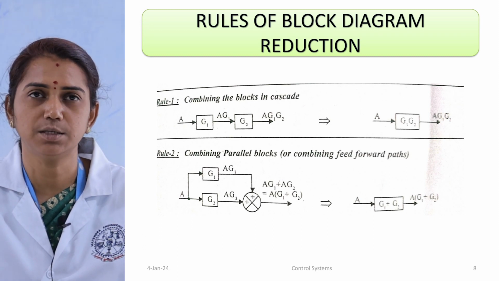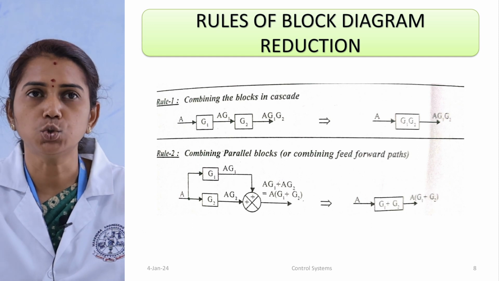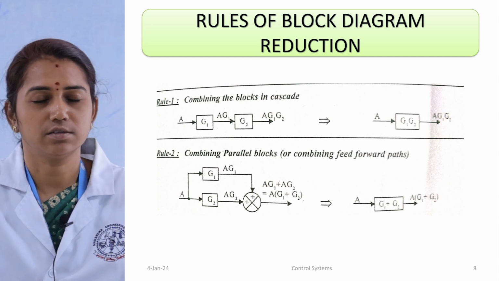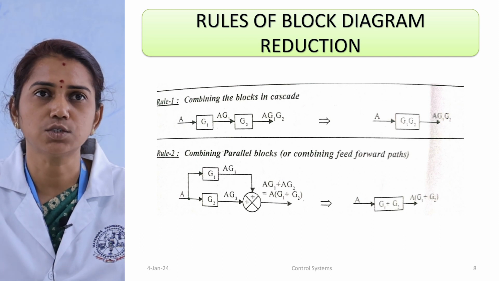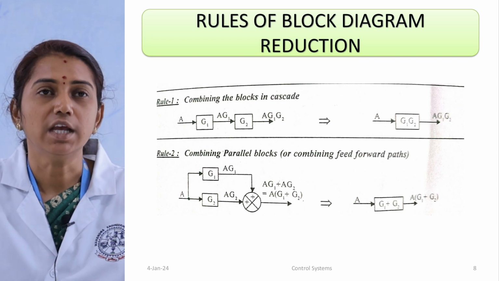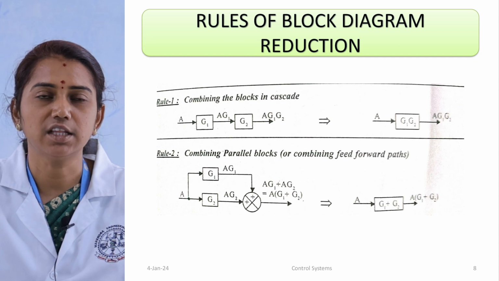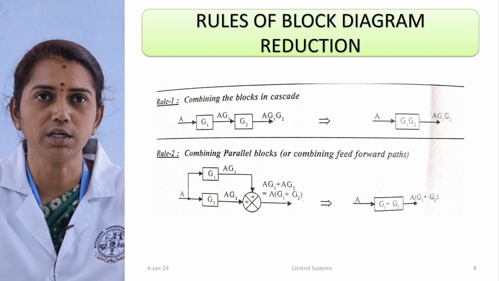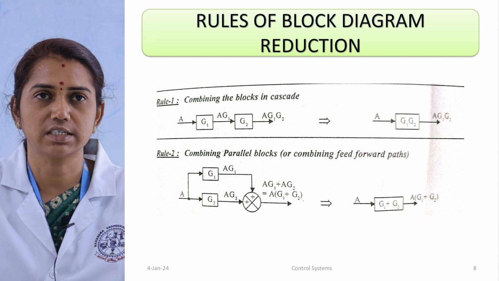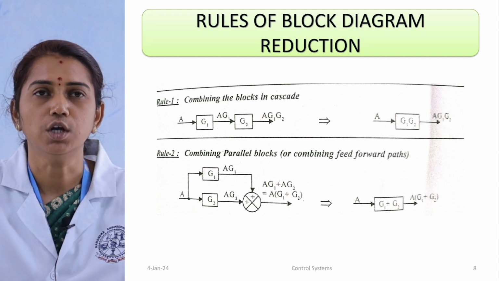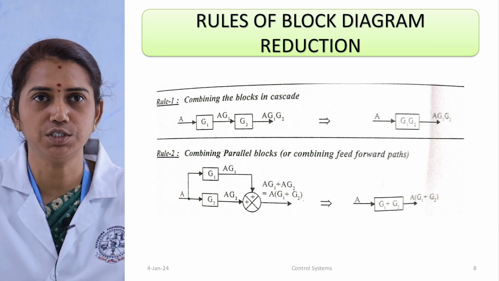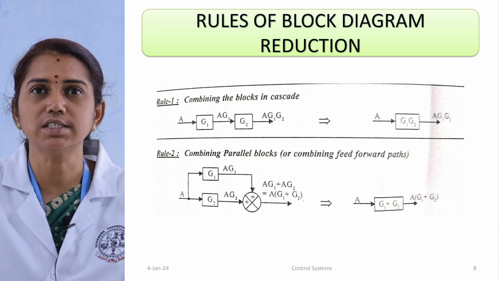Combining the blocks in cascade means we are given two blocks, G1 and G2, and one input, A. First it gives A G1. It is given to the next transfer function G2, so A G1 G2. So finally we get A G1 G2. It has been reduced into a single block.